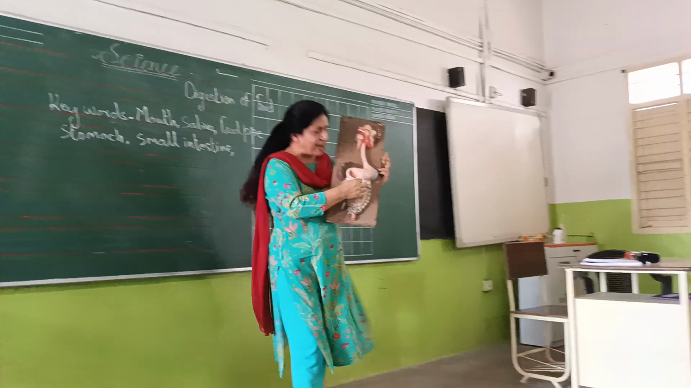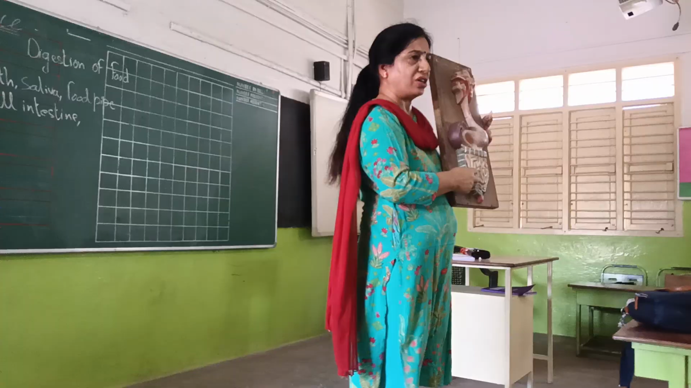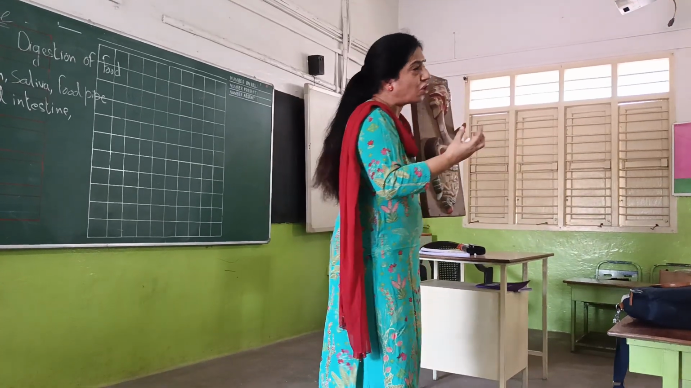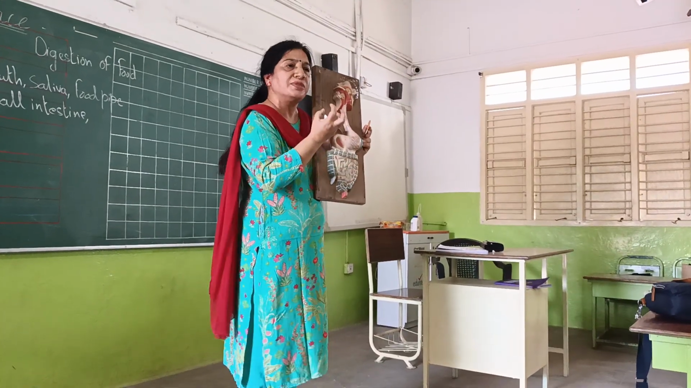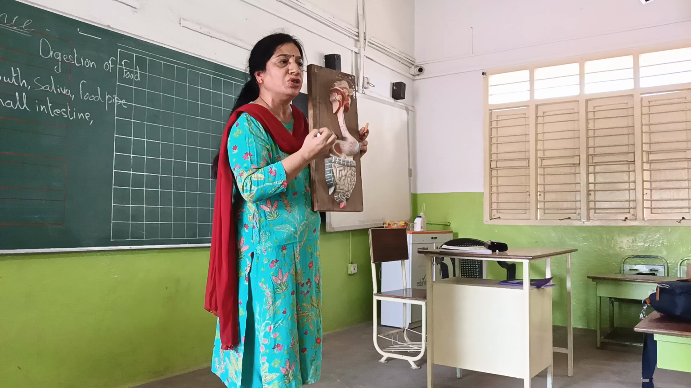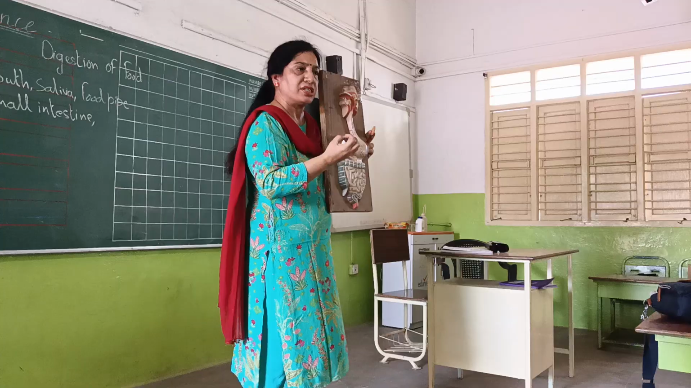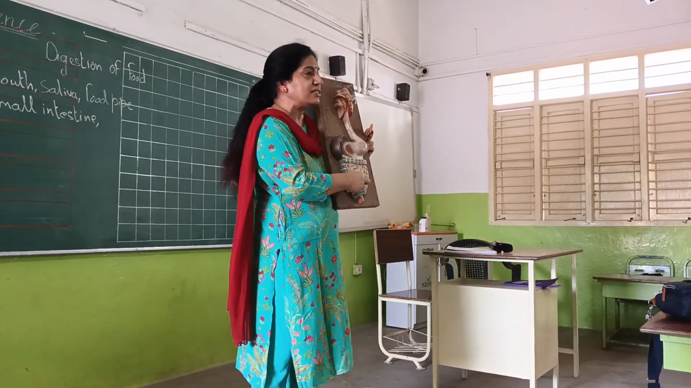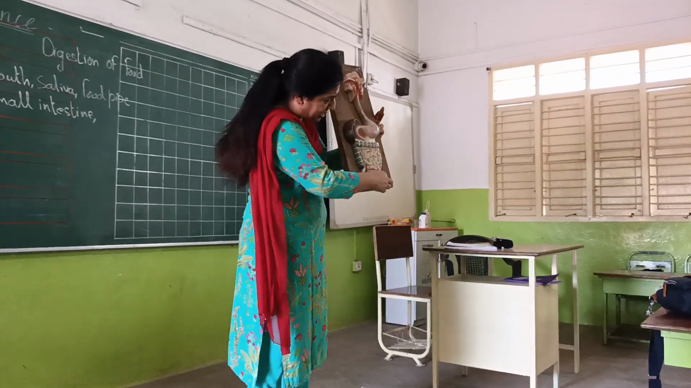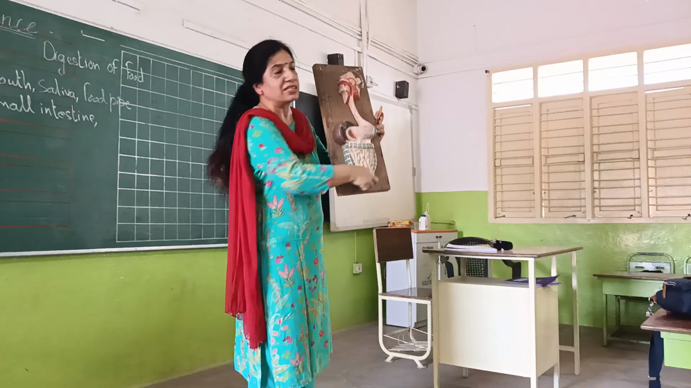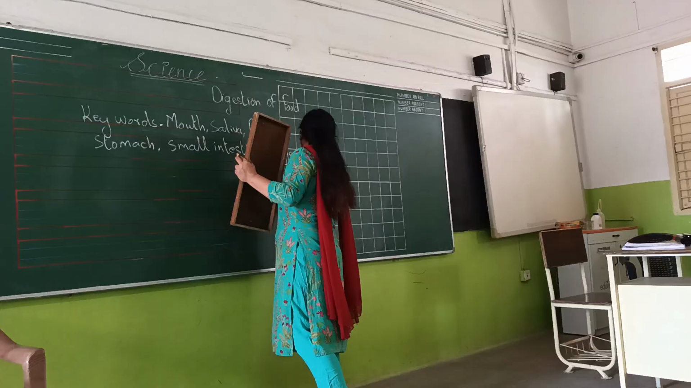Now, what is the function of the small intestine? The small intestine is a coil structure. What type of structure is the small intestine? Coil structure. Now here what happens? The small intestine absorbs all the nutrients and all the water, and it sends the undigested food to the large intestine. So what portion is this? Large intestine. It sends it to the large intestine.